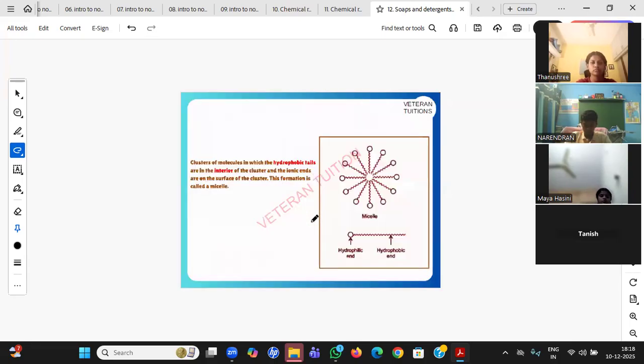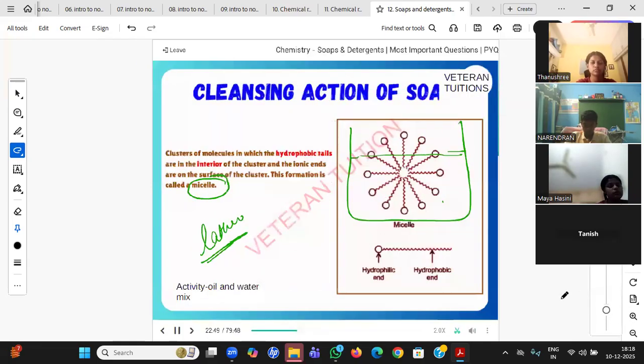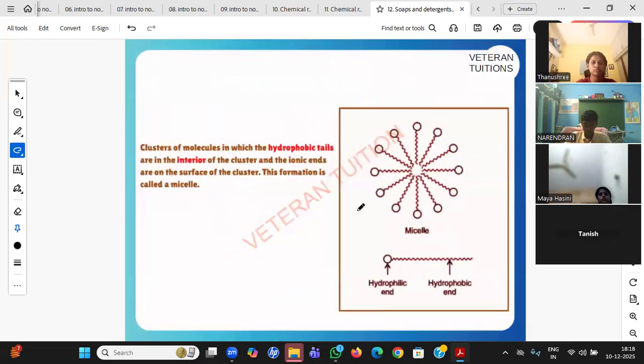Now we have seen that when you mix the soap with water, you will get this form. What are these? You see, this is head. Head is ionic bond. But this is tail: carbon, carbon, carbon, a long carbon chain. So what is the shape? All the heads are on the surface of the water, all the tails are inside. Clusters. Cluster means many molecules are there. Hydrophobic means tails. Those who hate water, they all are inside, in the interior.